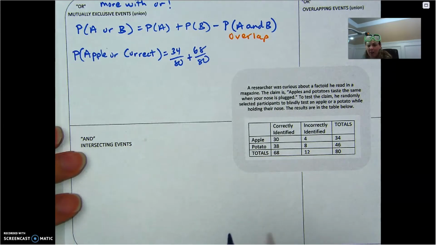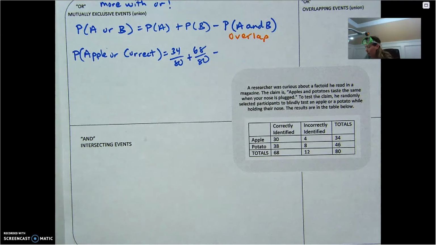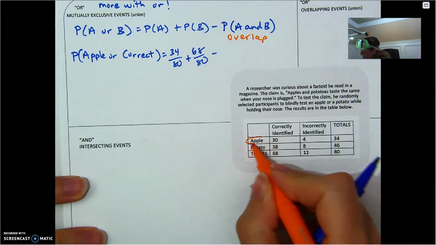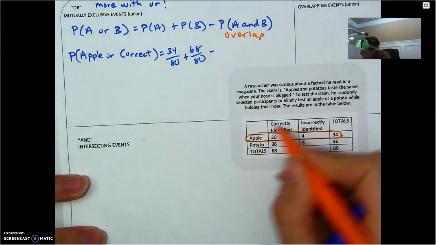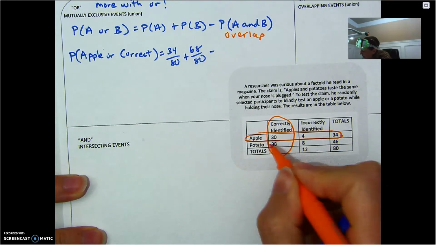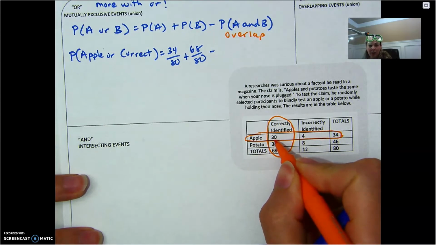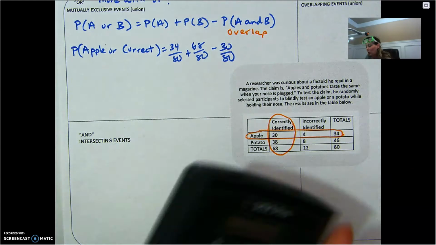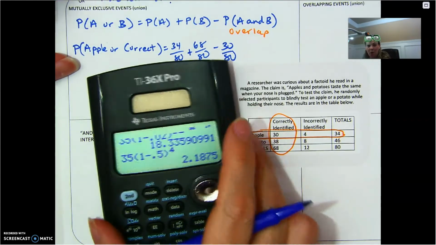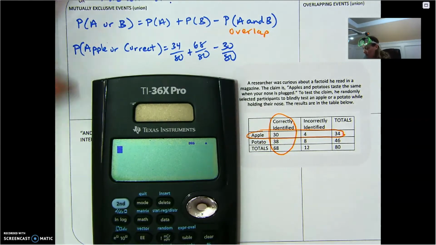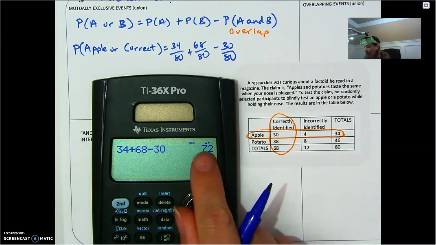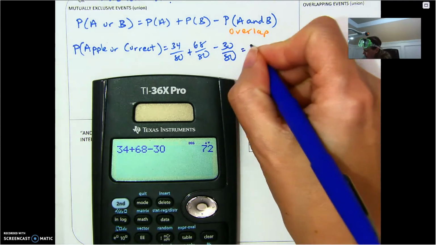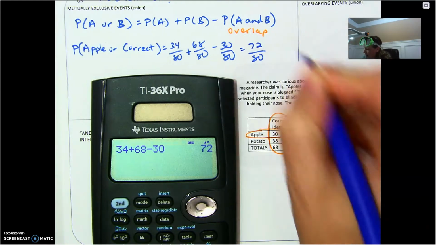All right, then we have to watch out for the overlap. So let me do a little circling here. We've got apple, we've got correct. So the overlap is 30. So we're gonna subtract 30 out of 80. Now, when you're dealing with fractions and the denominator is the same, all you have to do then is focus on the numerator. So 34 plus 68 minus 30, that leaves us 72. So the answer here is 72 out of 80.